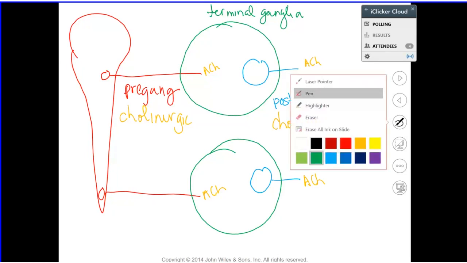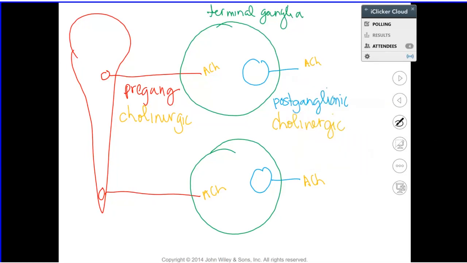These numbers do not really pertain to anything. It's just to help guide. So this is 1. This is going to be 2. And then let me draw our effectors. Our effectors are going to be heart, smooth muscle, or glands. Okay, and these are going to be 3. The nicotinic receptors, are they going to be on 1, 2, or 3?